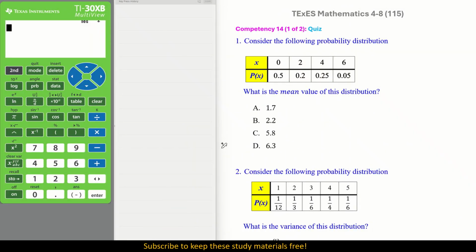Number 1, consider the following probability distribution. What is the mean value of this distribution? Okay, the first thing we need to do is create a list in L1 and L2.